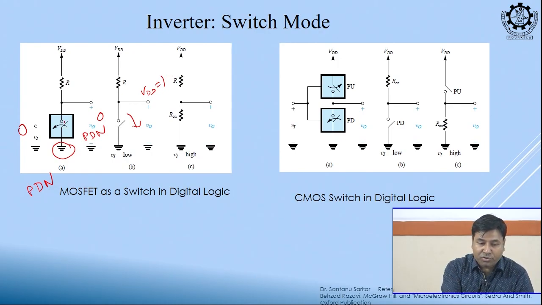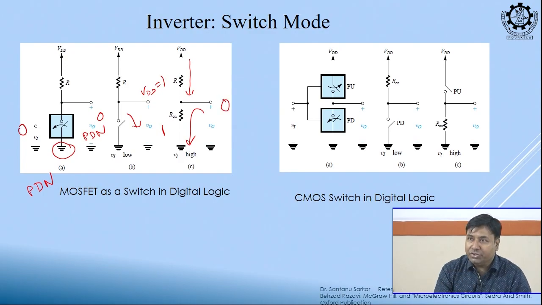On the contrary, suppose input is very high, VDD or logic 1. So, this switch is now closed, it will have a very small resistance, that is R on, and a large current will flow. So, VDD minus IDRD drop will come and this will be as if close to 0, or in other words as if the output is shorted to 0. So, this is the working principle of the NMOS resistive load inverter.